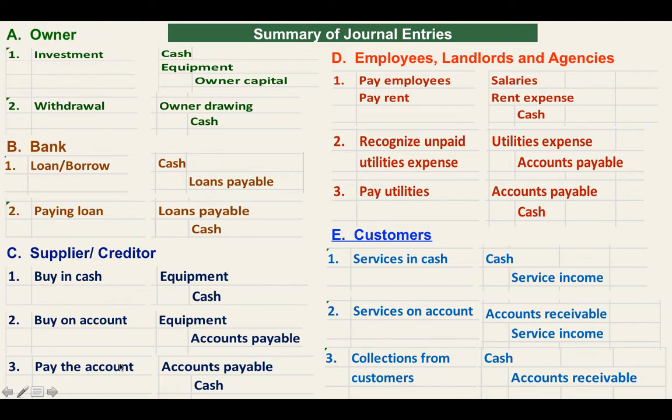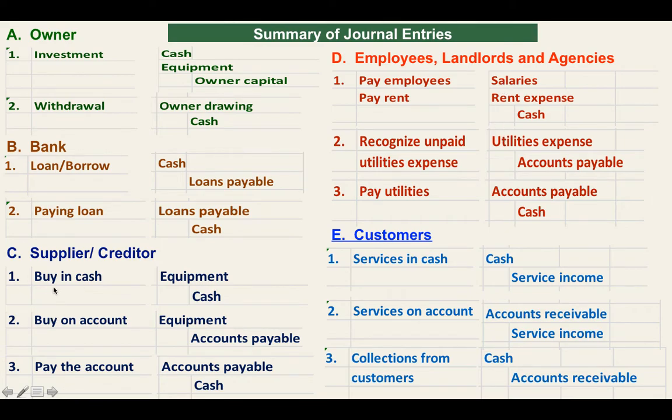Okay, so here also with the landlords and agencies, like for payment of utilities, or even for the payment of rent expense, if we haven't paid the rent, we will be using accounts payable. Okay, so here the account is accounts payable. Okay, all expenses should always be debit, because that's the normal balance.